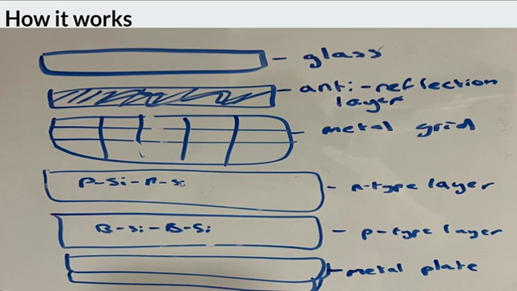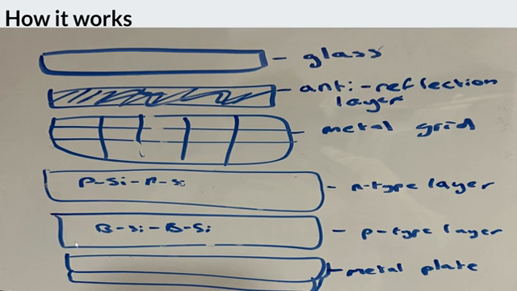A solar cell is an electrical device that turns light energy into electrical energy using the photovoltaic effect. Shown on the screen is a diagram of the components of the solar cell. The top layer of the solar cell is glass, which is used to protect everything else. Underneath it is the anti-reflection layer. The anti-reflection layer is blue and transparent as it has to let light through while also trapping it.